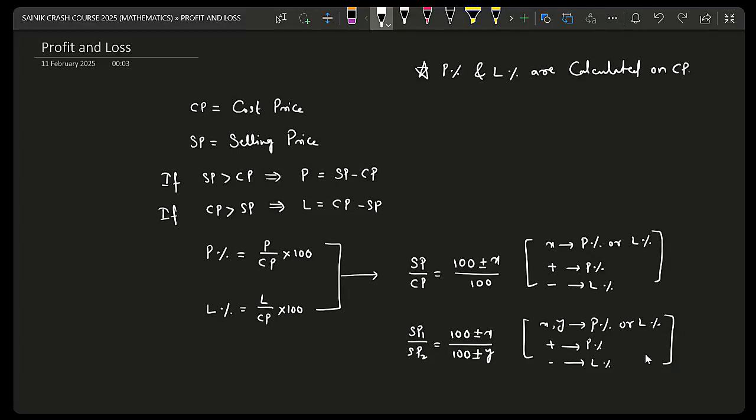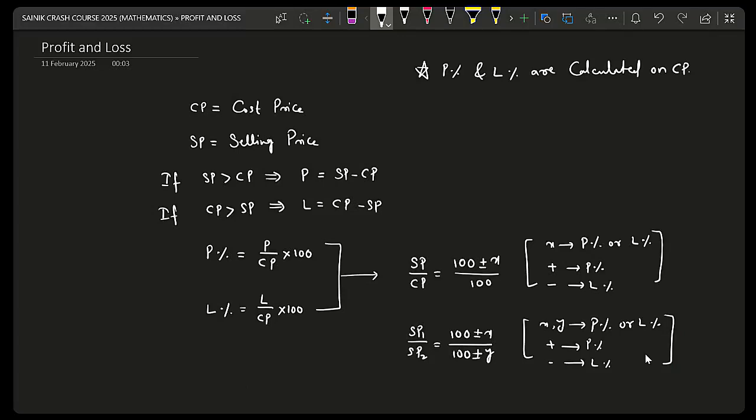So cost price, selling price. The profit formula is SP minus CP and the loss formula is CP minus SP. And profit percent and loss percent are both calculated on cost price only. Profit percent is profit by cost price into 100. Loss percent is loss by cost price into 100.